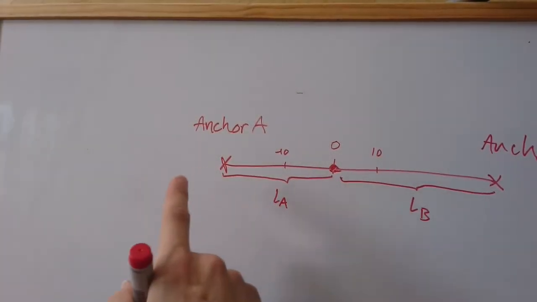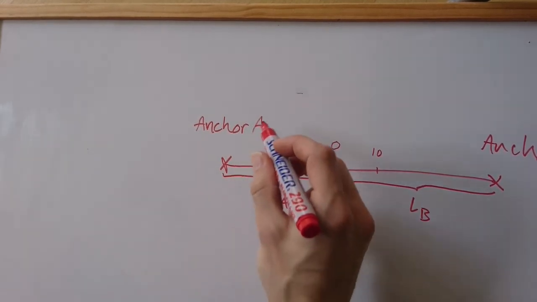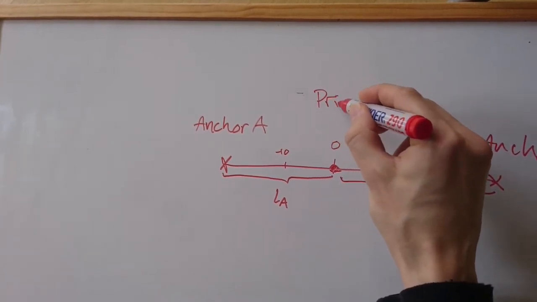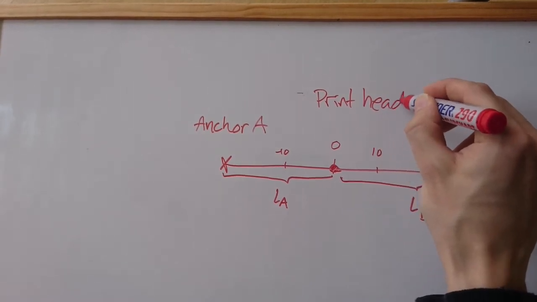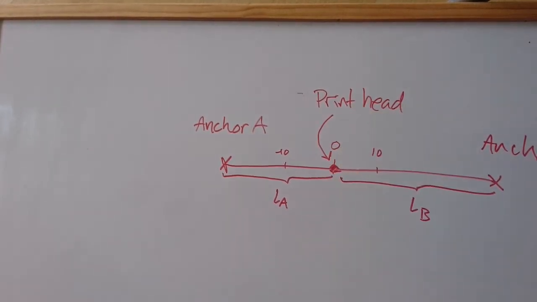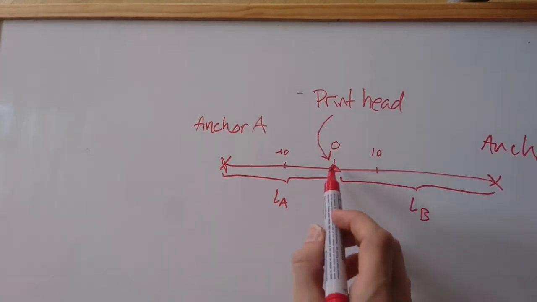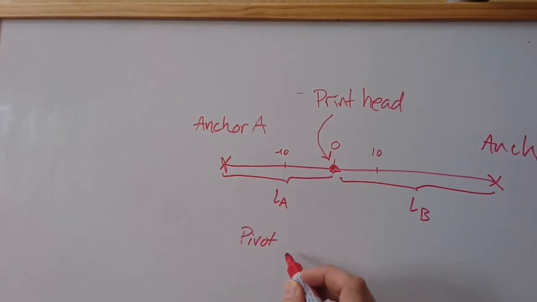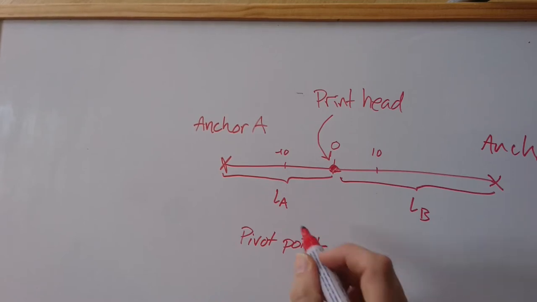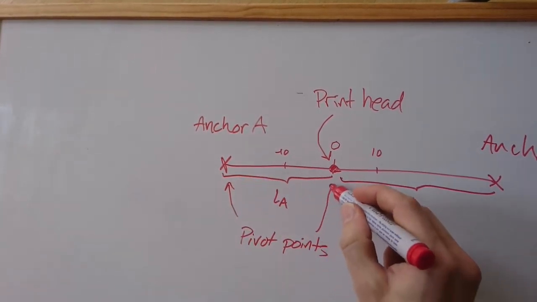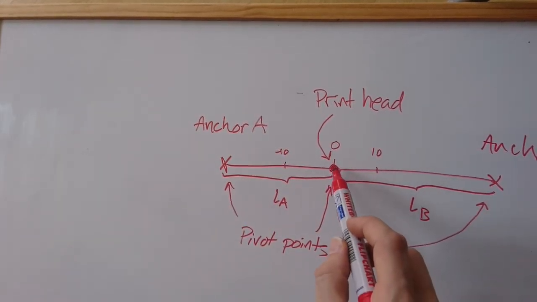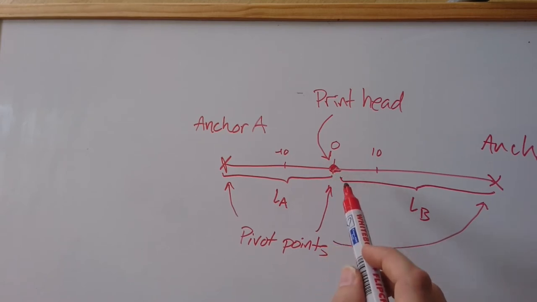Okay, but this is really important, the names of things. This is printhead. It's there. And the lines are attached at two ends, we see. We call those pivot points. And there are different kinds of pivot points. There are anchor points, and we sometimes call the other end of the line the action point.